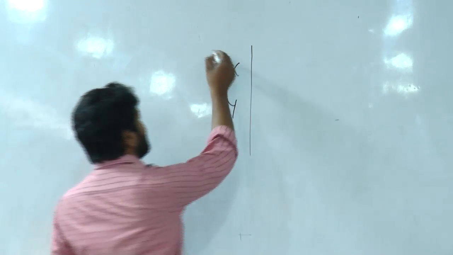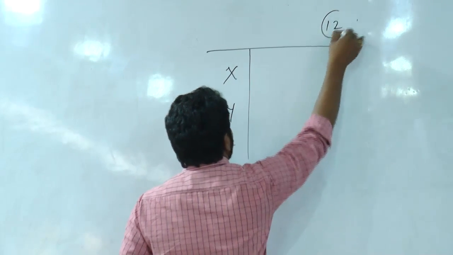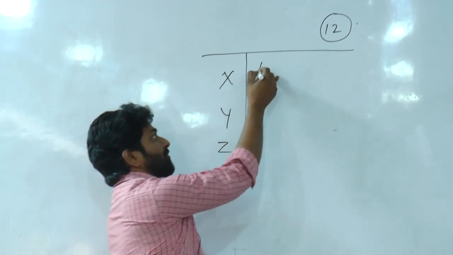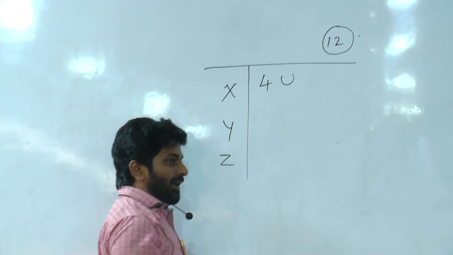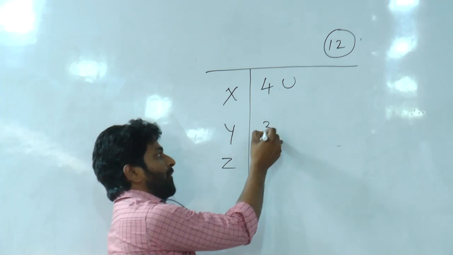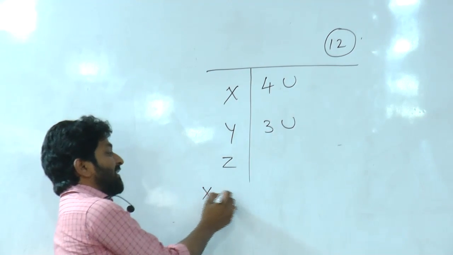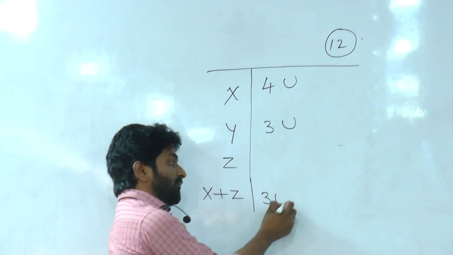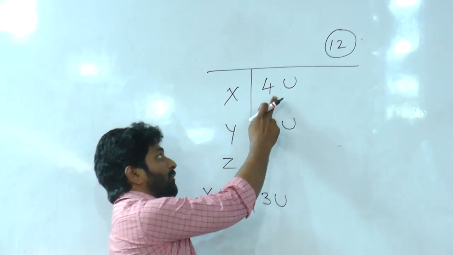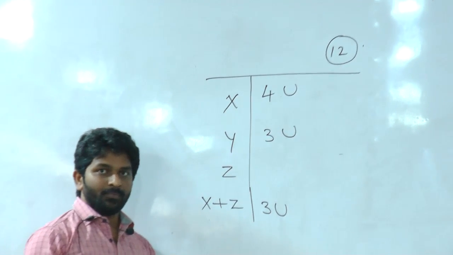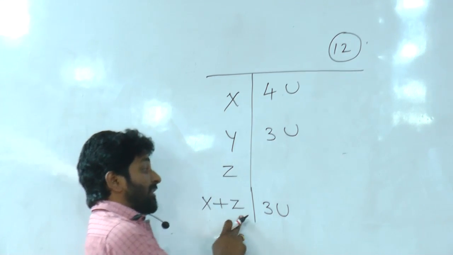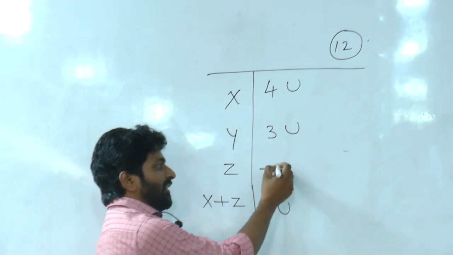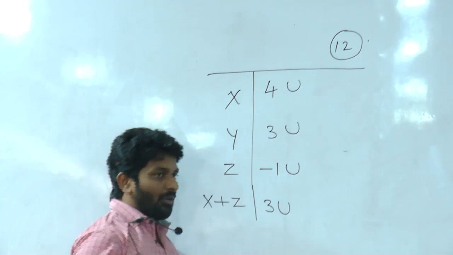So the number of units is 12 units. X can complete 12 units in 3 hours. So per hour X can fill 4 units and Y can fill 3 units. When X and Y were there, it took 4 hours to fill 12 units, so per hour 3 units. X alone can give 4 units and X plus Y can give 3 units. So the capacity of Z, which is the outlet, is 1 unit per hour.